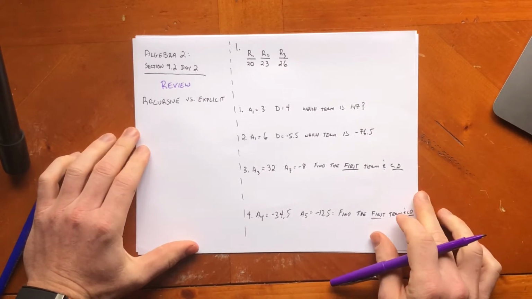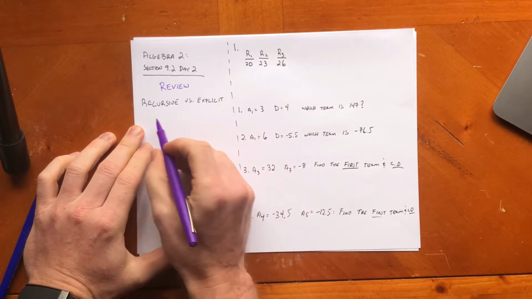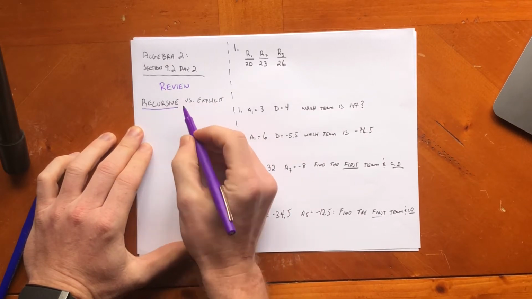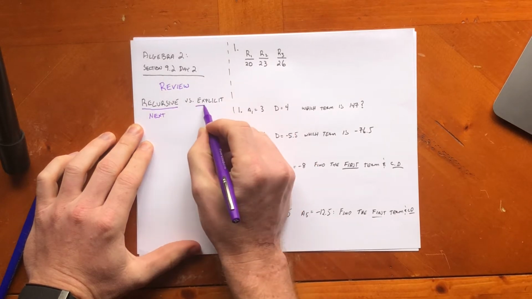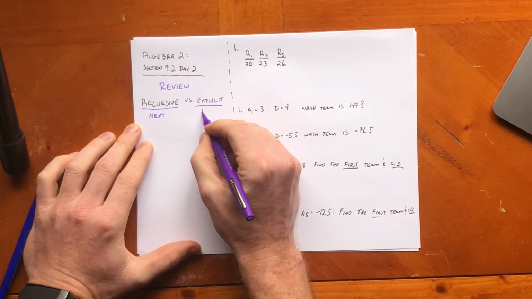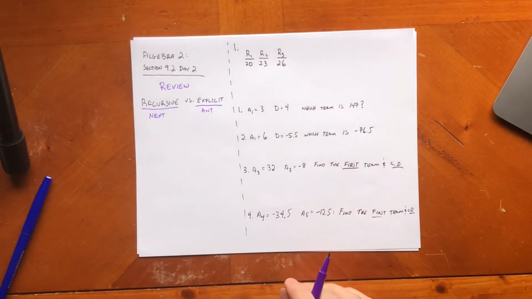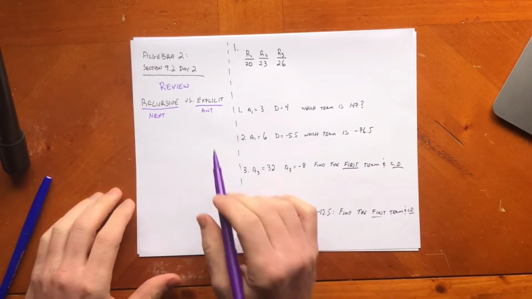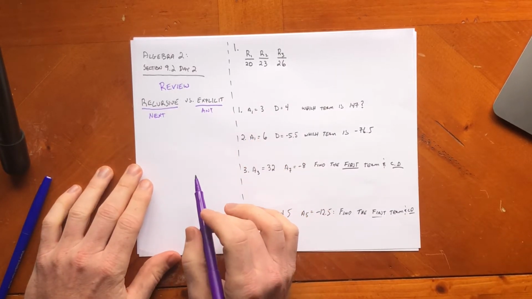There's two types. There's something called a recursive sequence and an explicit sequence. A recursive is useful when you're trying to find the next term. And the explicit is useful when you want to find any term. So the recursive is good just in case you want to find the next one, versus if you want to find the 150th, the explicit will work out well.